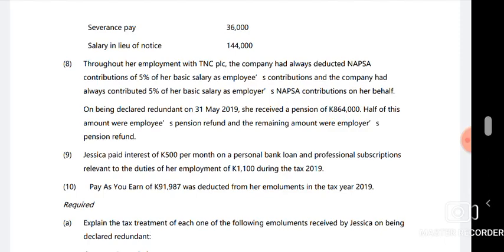You should just get the gist of what we've been talking about. Then there was unprofessional subscription relevant to duties of her employment. You hit the keyword. This is employment income we're taxing, but they've added this part: professional subscription relevant to duties of her employment of 1,100. So these we will come and add them back.